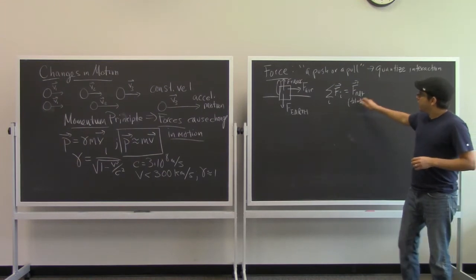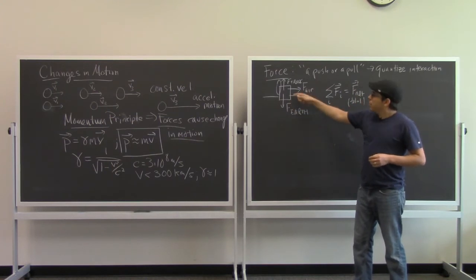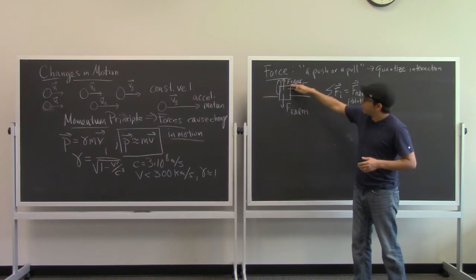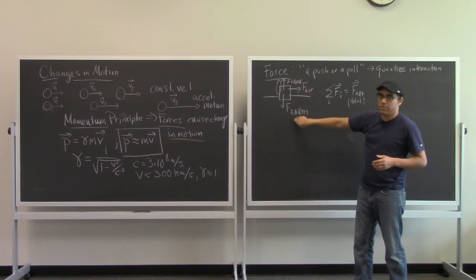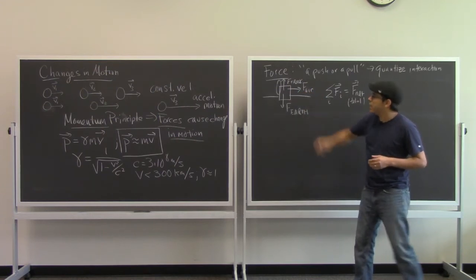So if we look at this picture, you know that the fan cart moves to the right. You know it doesn't move up and down. So when you add these things up vectorially, it turns out that the track force and the force of the Earth are the same size. And so the only thing that matters is the force due to the air.